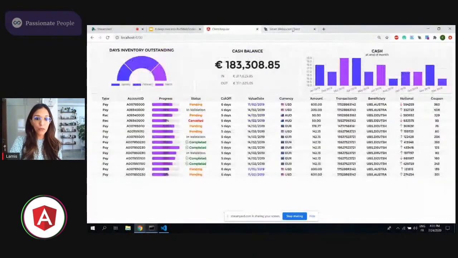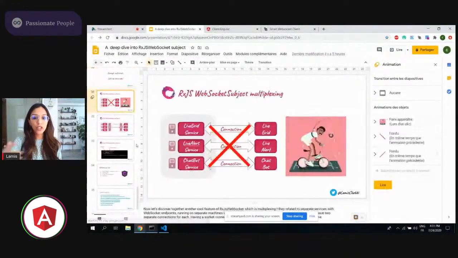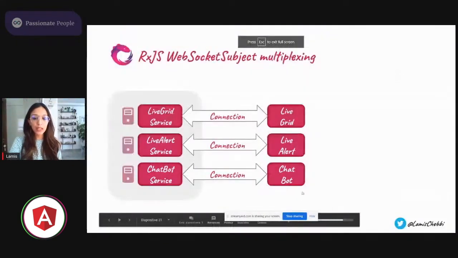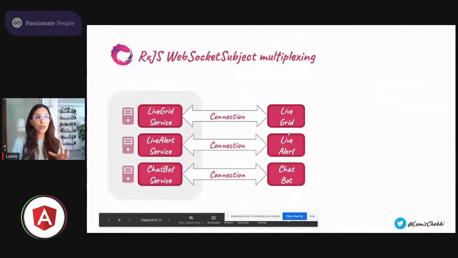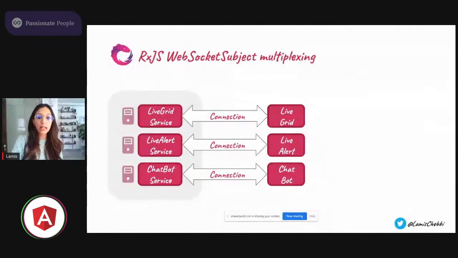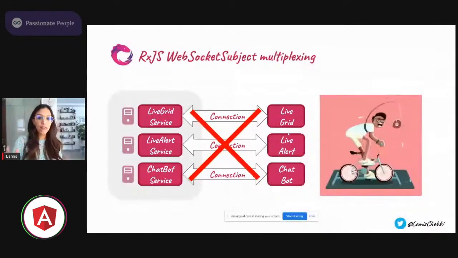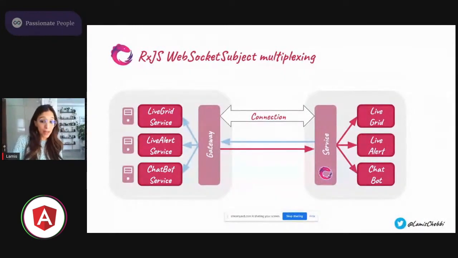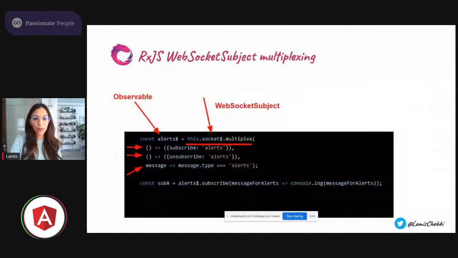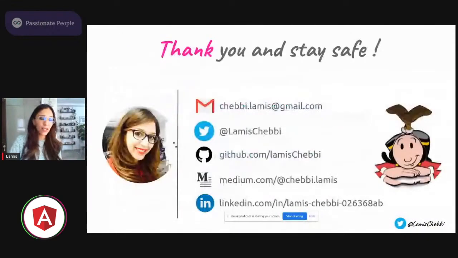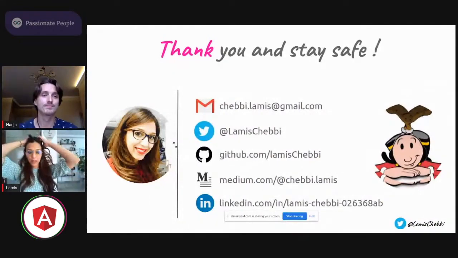I don't have very much time, but there is another cool feature I want to talk about, which is the RxJS WebSocket multiplexing, which is very important to work around the event typing of the WebSocket. If you have, for example, many real-time components, then you don't have to provide a specific connection for every component. You just use this multiplexing method. Unfortunately, I don't have much time to explain all this, but thank you and stay safe. You can reach me in the Q&A session, maybe to explain it further.